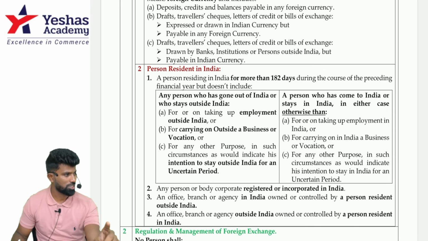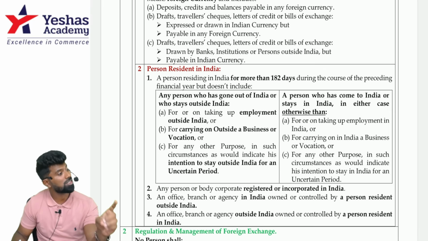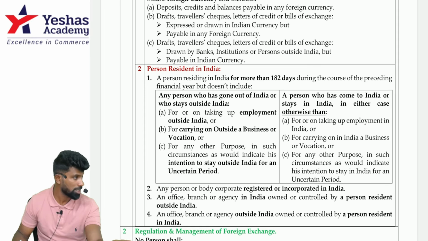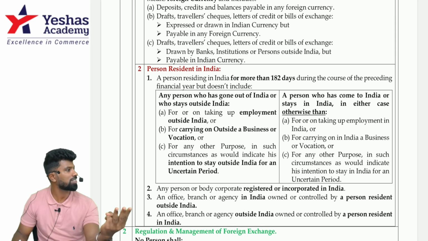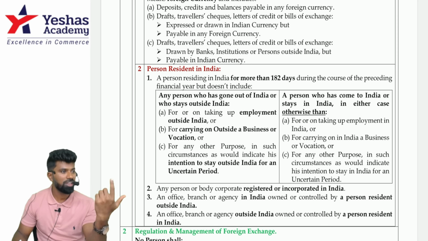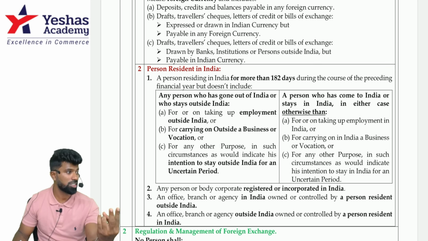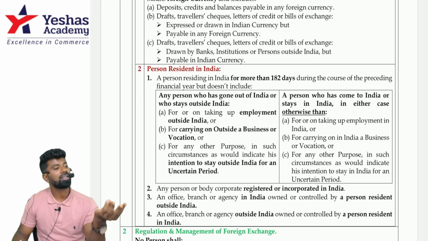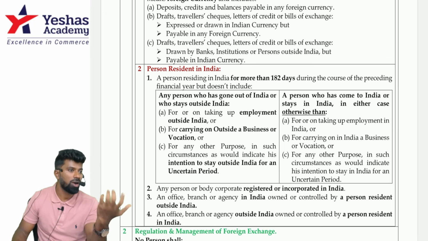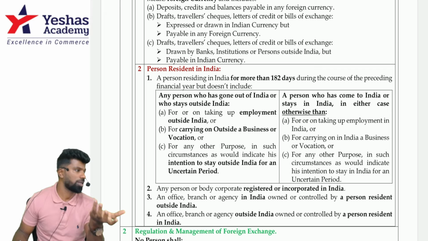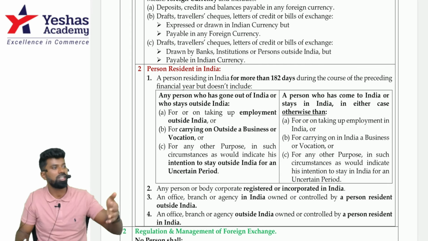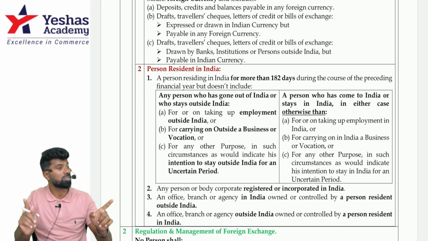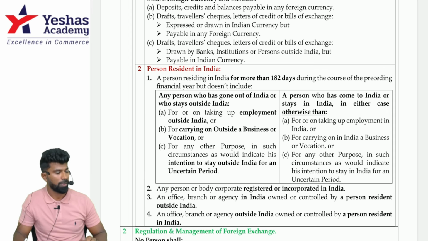But there are exceptions. There are a few cases where even if a person has stayed in India for more than 182 days, he is still not considered a person resident in India. What are those three exceptions? If he is leaving India for what purpose? Employment. Second, business or vacations. Third, where he has an intention to stay outside India for an uncertain period. In these three cases, even if he has stayed for more than 182 days in the preceding financial year, he is not considered a person resident in India. Clear with this?